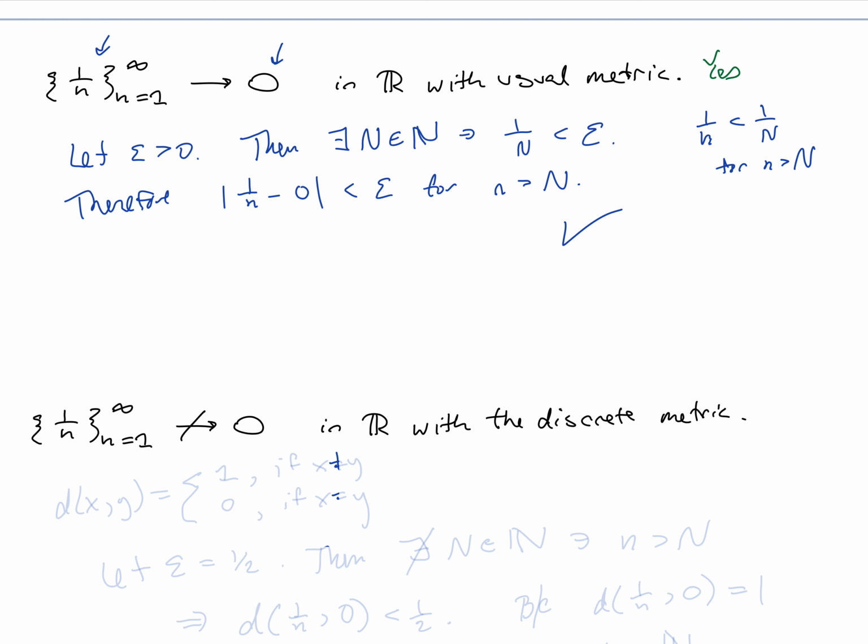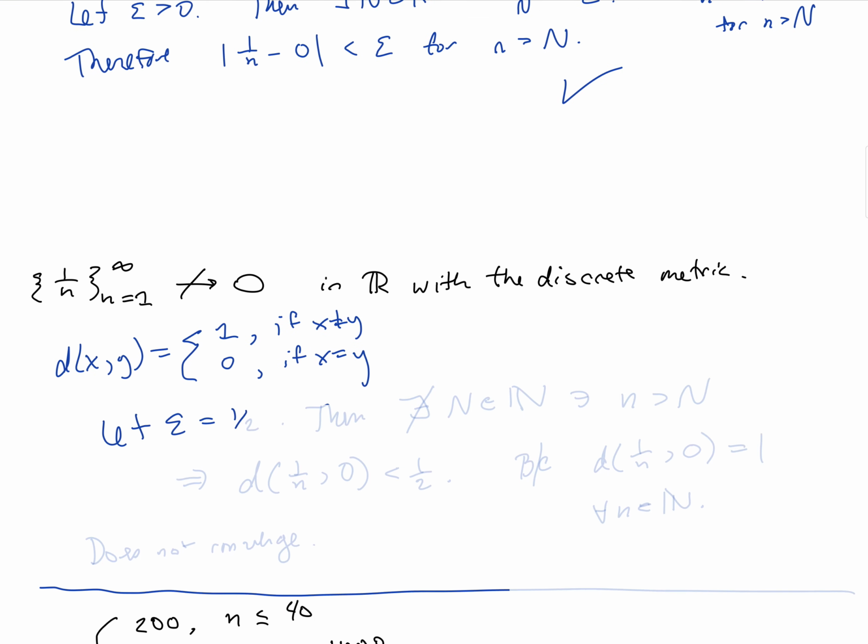What about in the discrete metric? Well, just as a reminder, our discrete metric, you should be used to it by now, but all distances are either 1 or 0: 1 if x is not equal to y, and 0 if x equals y. So let's let epsilon equal 1/2. It must be true for any epsilon. If we can show that this is false for some epsilon, then the sequence does not converge.